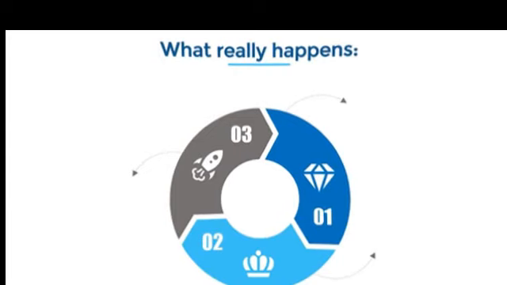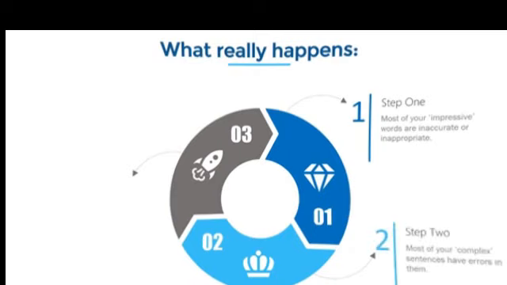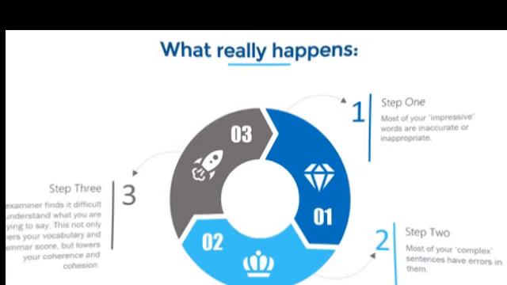What really happens? Most of your impressive words are inaccurate or inappropriate. Most of your complex sentences have errors in them. Some of them have small errors. A lot of them have really, really serious errors that stop the reader understanding what the sentence means. That's very, very bad if you do that. The examiner finds it difficult to understand what you're trying to say. This not only lowers your vocabulary and grammar score, but lowers your coherence and cohesion.